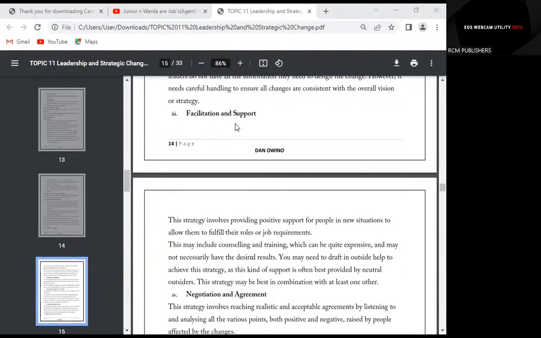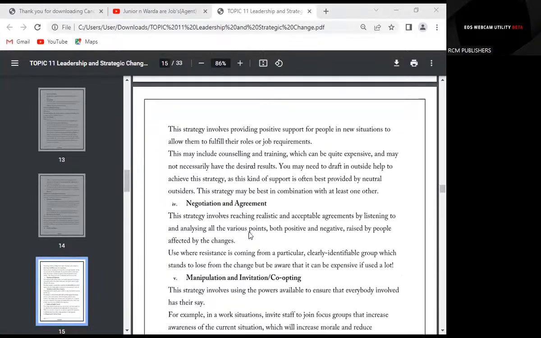The next is facilitation and support. One of the factors that could be affecting the change implementation is lack of adequate what? Resources. So can we provide those resources to where they are needed? Proper training can also be done for the employees, and the much needed counseling can also be offered to the employees. The next, we have negotiation and agreement.